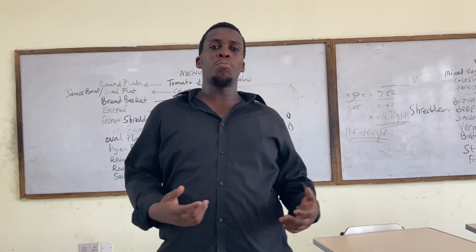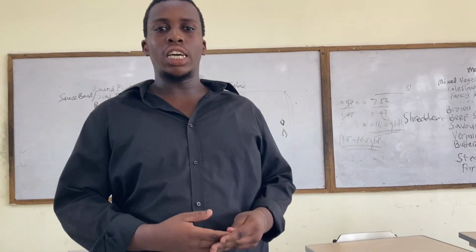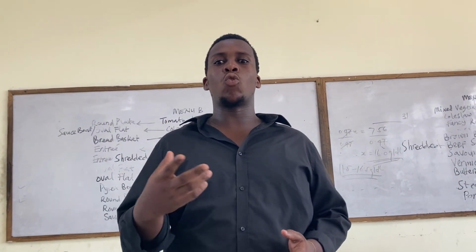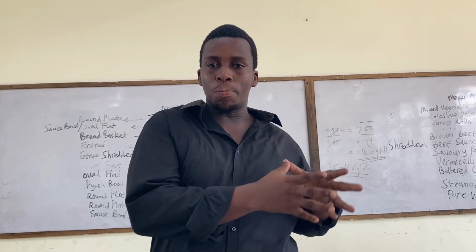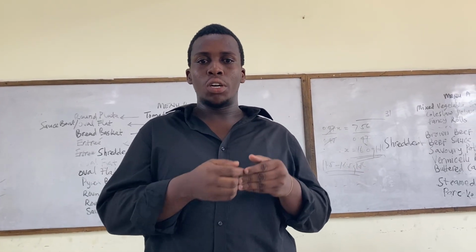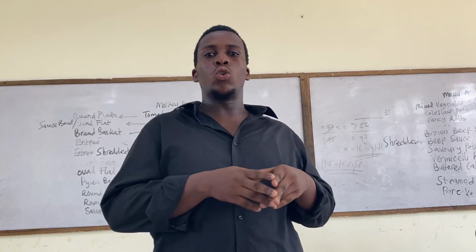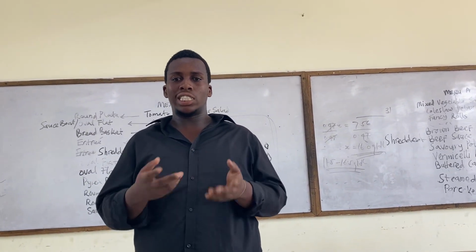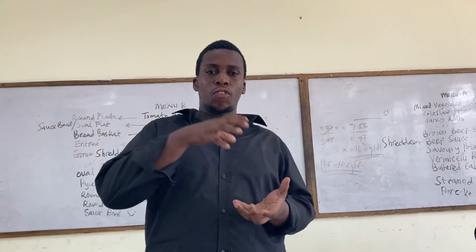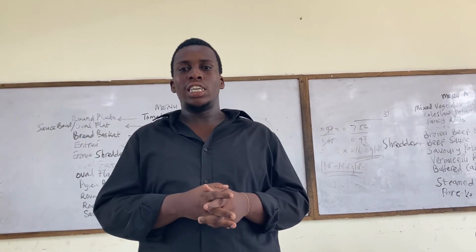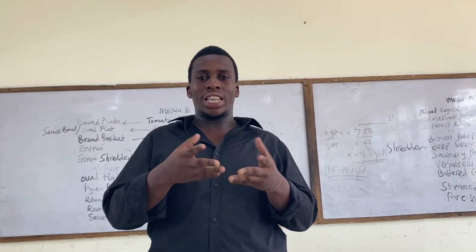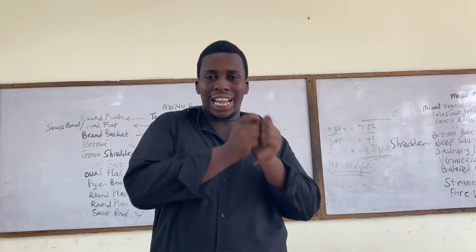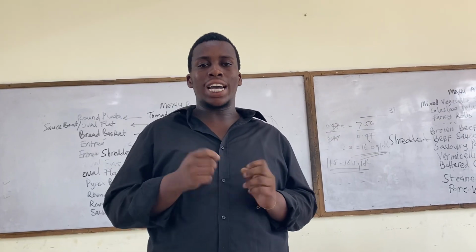The next term is bilirubin. Bilirubin is formed when biliverdin reductase converts biliverdin, which is green, into bilirubin, which is yellow.